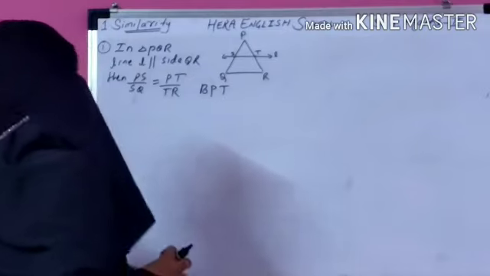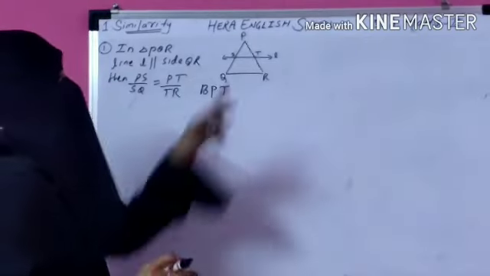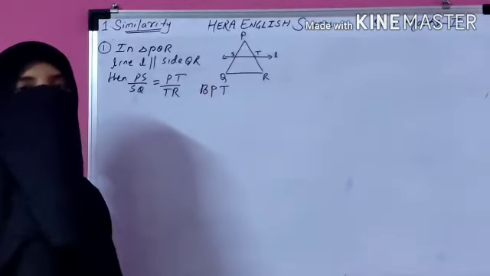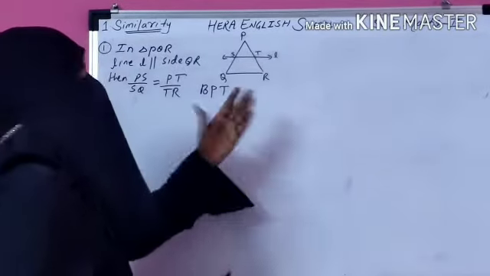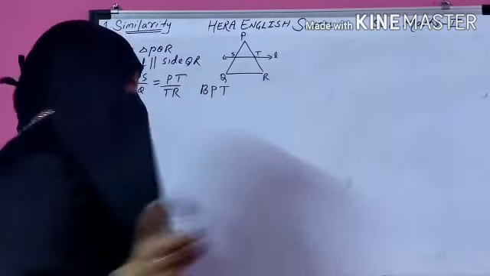Okay. Now to apply the BPT theorem, a line must be given parallel to any one side of a triangle. Then you can apply the BPT theorem: the ratios of the two sides are equal.